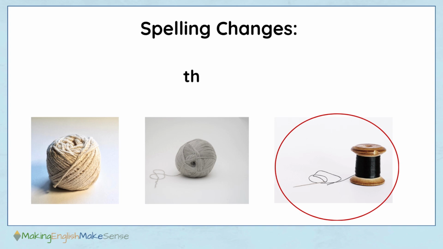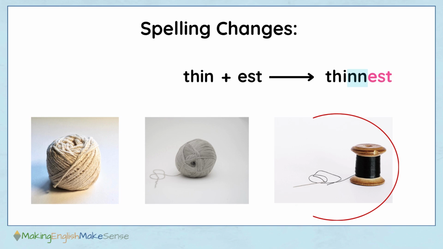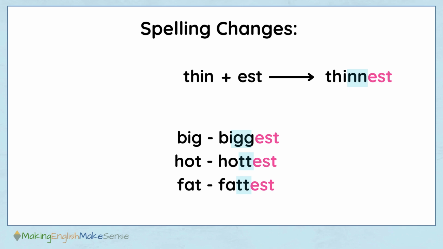So let's practice this rule and write out loud again using the word thinnest this time. So THIN plus EST becomes THI double N EST, thinnest. Other examples that use this rule include biggest, hottest, and fattest.